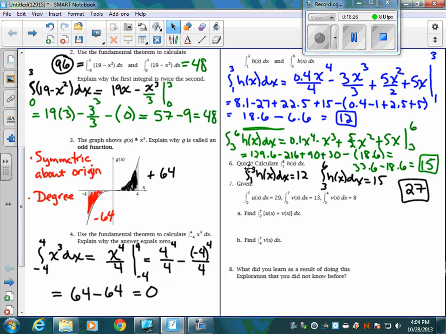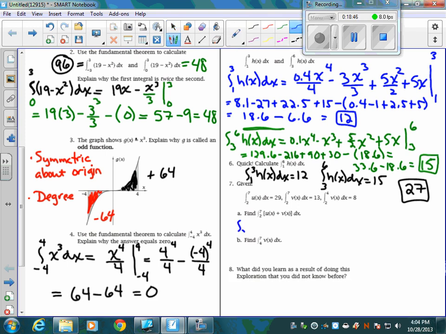So now we have a couple of definite integrals that were given to us. From 2 to 7 of u of x is 29, and then from 2 to 7 of v of x is 13, and then from 2 to 4 of v of x is 8. So let's look at part A. Part A, we want to evaluate the definite integral from 2 to 7 of u of x plus v of x.